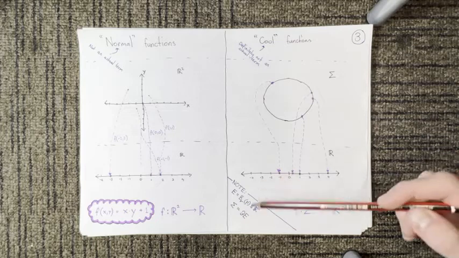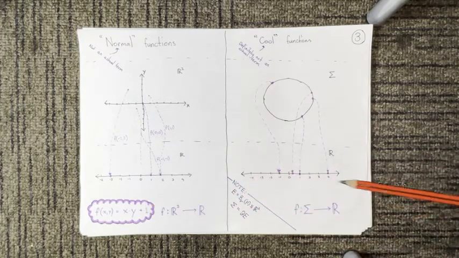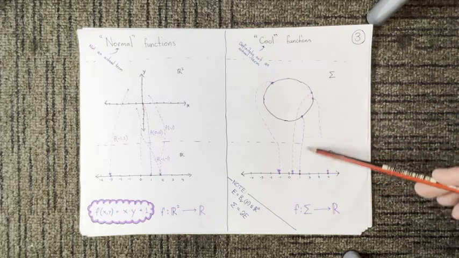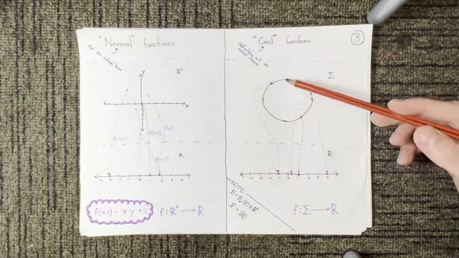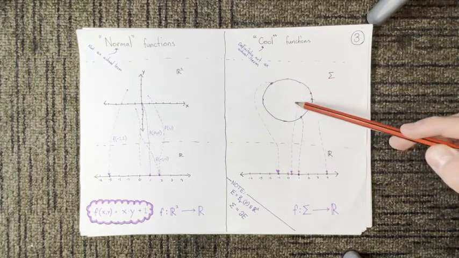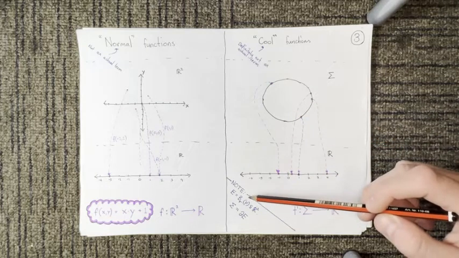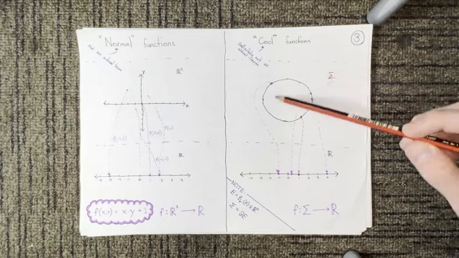I haven't actually explicitly defined how the function works here as I've done with the R2 example, but you can imagine defining some way to actually map the points on the circle to the real line. And as you can see here, the circle is a hypersurface. We've taken a ball and then we've taken its boundary, and that's what the domain is for our function f.